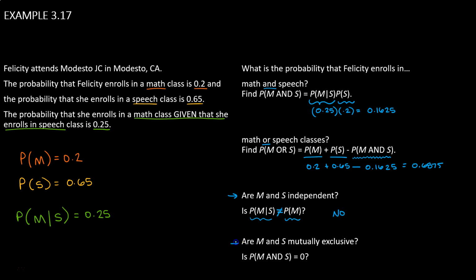We might also want to know, are the two events mutually exclusive? If they are, then the AND probability of math and speech would have to be 0. And we know it's not because we calculated it in the beginning. So since that probability is not equal to 0, we know these two events are not exclusive.